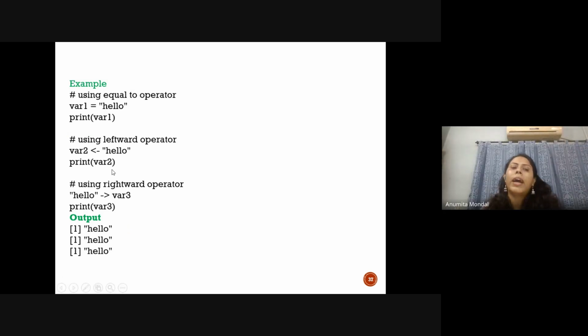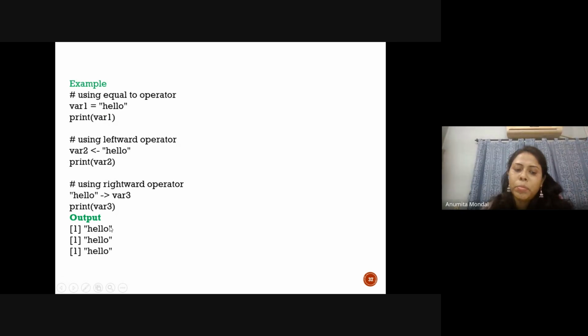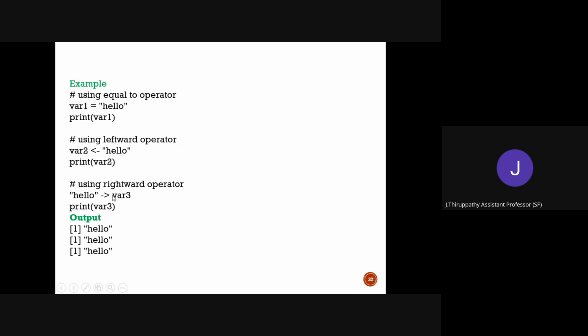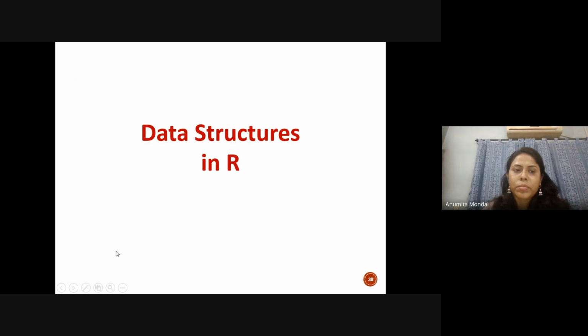In this example, the first one is var1 equal to hello, and print var1 gives you the value. The second one, when we define the value in this manner, also gives you the result. And in the last case, when you represent data in this manner, it also gives you the same result.